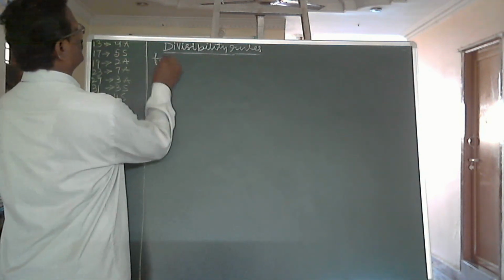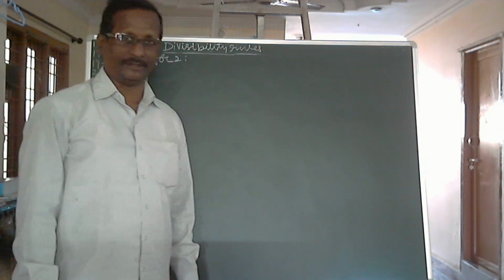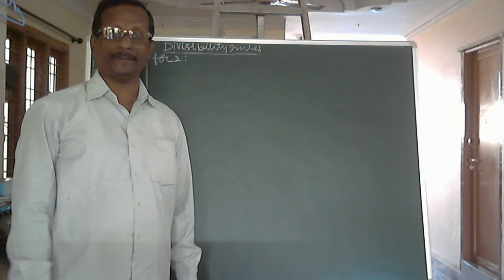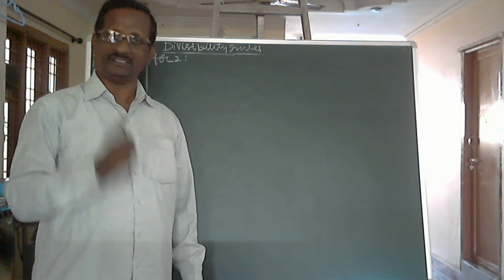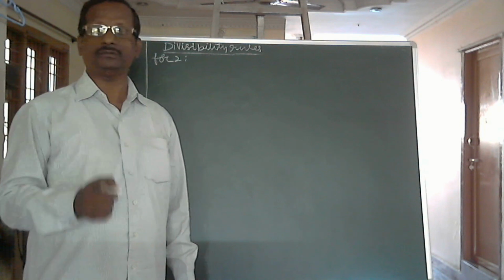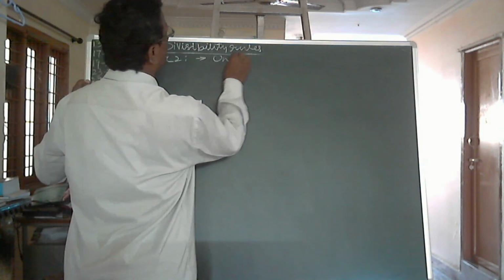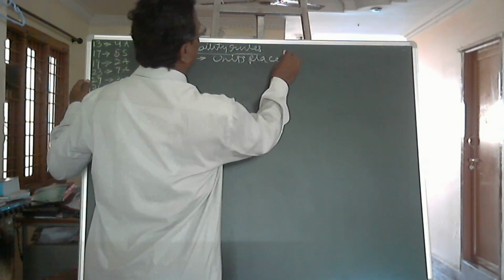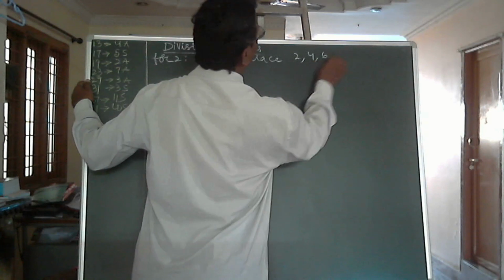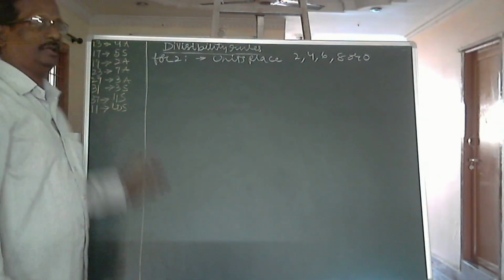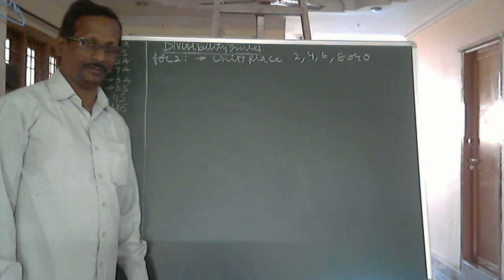For 2, all even numbers are divisible by 2. Means if any number is having its units place either 2, 4, 6, 8 or 0, then the number is divisible by 2. Here the rule we can say units place 2, 4, 6, 8 or 0, or we can say simply all even numbers are divisible by 2.